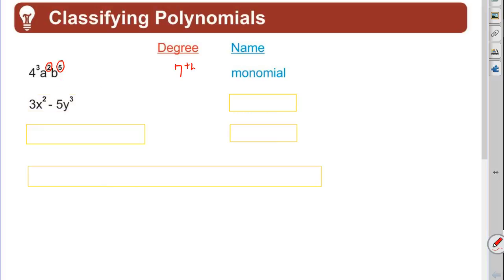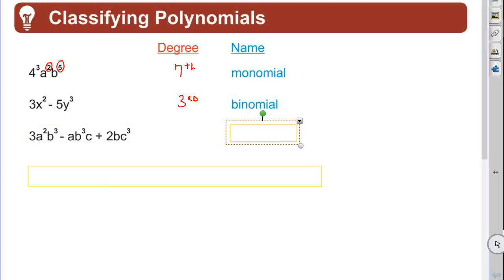All right, let's take a look at the second one. So here in this second one, let's do the degree first. Remember, for any binomial or higher, the degree of the polynomial is the degree of the highest degree term. So what's the highest degree term? 3, so that's a third degree. And what is this? 2 terms would be a binomial, right? And then 3 terms here, we have a trinomial, right? So 3 terms, tricycle, trinomial.